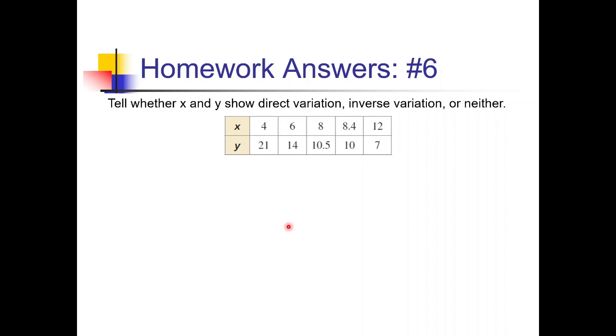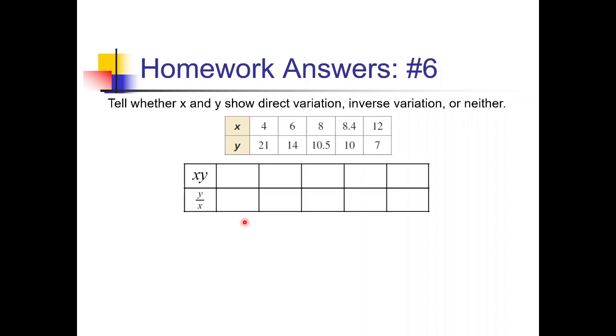On this one, to see if we have direct, inverse, or neither variation, we're going to check for a common product and a common ratio. So let's do the xy first, the common product. That'll tell us whether or not we have inverse variation. So we've got 4 times 21 is 84. 6 times 14 is also 84. 8 times 10.5, let's see, 80 plus 4 is 84.